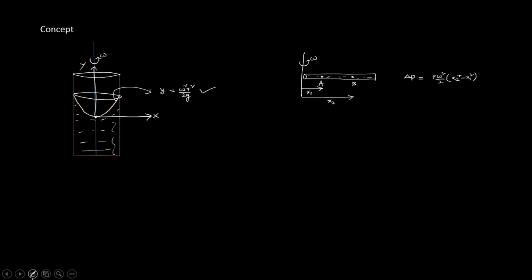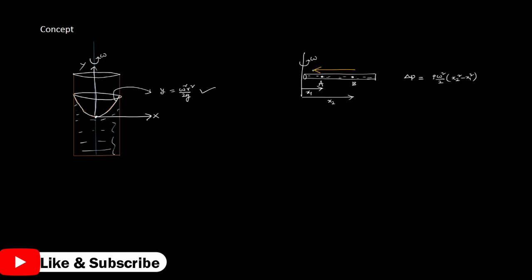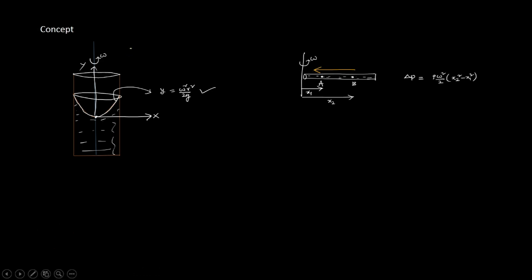Now which one is more and which one is less? That depends on the direction of acceleration. Usually there will be centripetal acceleration towards the axis. The way I do it: whenever there is a horizontal acceleration, the pressure value along the acceleration decreases. So PA will be less than PB. So you can write PB minus PA equals rho omega square by 2 multiplied by x2 square minus x1 square.